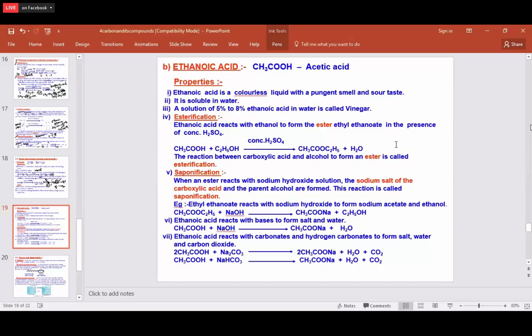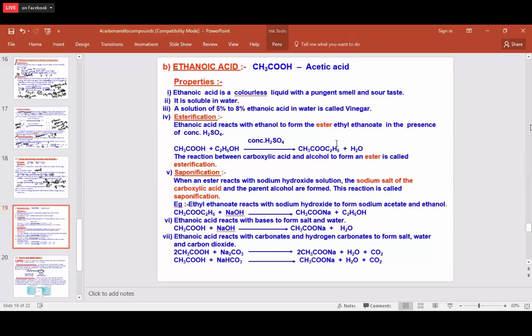The vinegar we use in day-to-day life as a preservative in pickles and other foods. Pickles contain oil, so we have to preserve them for a long duration. If oil is there, it will easily oxidize and become rancid. To avoid that, we add vinegar. It acts as a preservative and avoids the oxidation of the oils present in the pickle.